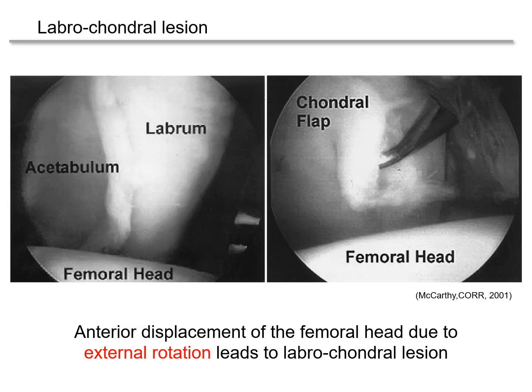Previous studies have reported labral injury at the labrochondral junction accompanied by cartilage damage. Such labrochondral lesions are thought to be caused by mechanical overload on the anterior region of the labrum due to anterior displacement of the femoral head caused by hip external rotation or abduction. However, this anterior displacement of the femoral head was not evaluated.